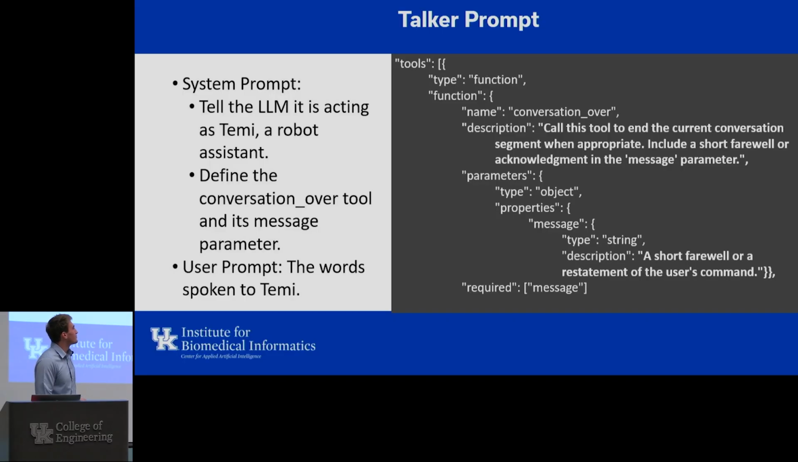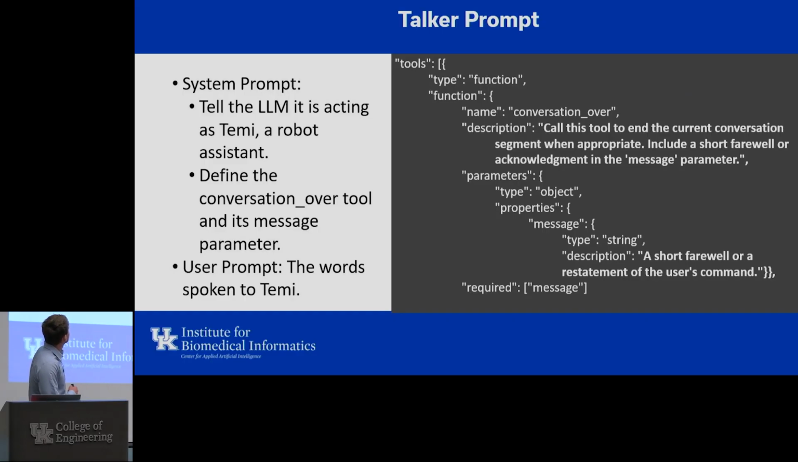So I want to talk briefly about the prompts of these language models, how we do that. So prompts have two aspects: a system prompt, which is the overall goal of the language model, pretty much, and the user prompt, which is the interaction. So for ChatGPT, the system prompt might be, you are a helpful assistant, and then the user prompt is whatever you ask it. So for the system prompt for this, we embody the language model. We tell it it's acting as Temi, so that way if you ask Temi, what are you, it won't just say, I'm an AI assistant, it'll say, I'm the Temi robot. And then we also define the conversation over tool and when to call it.